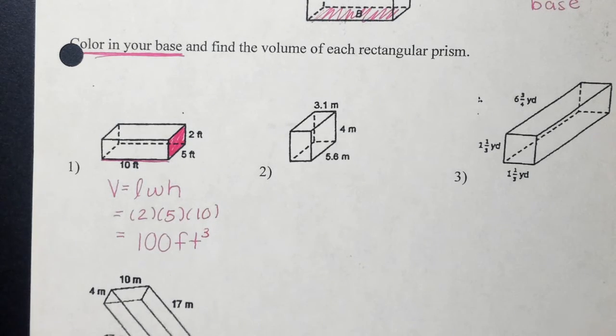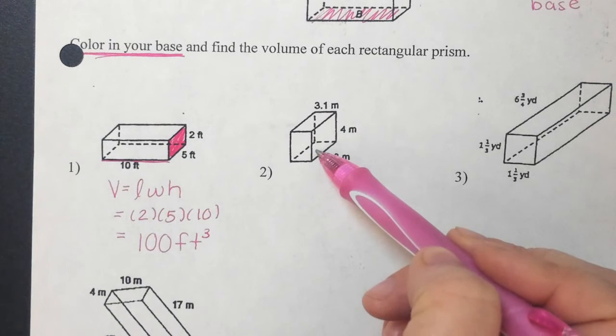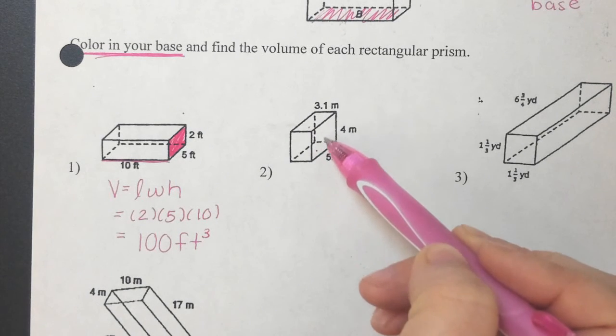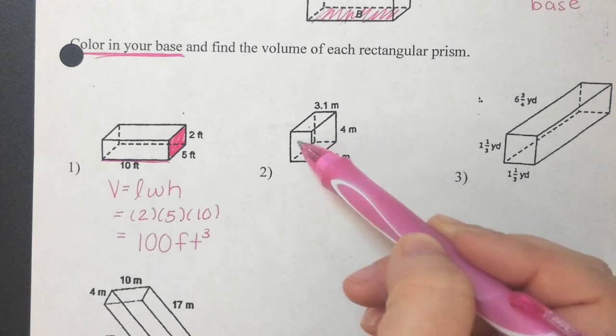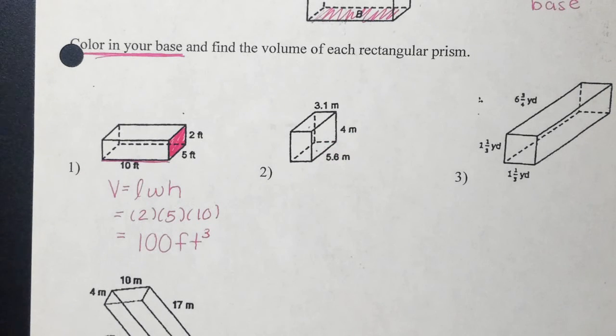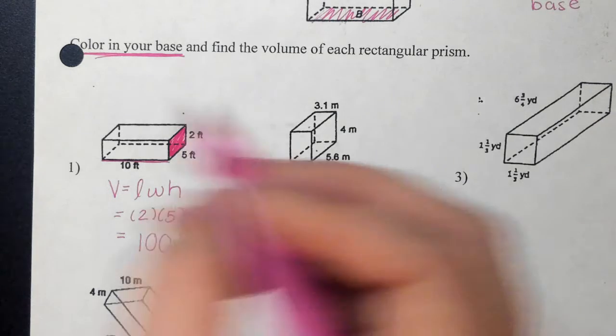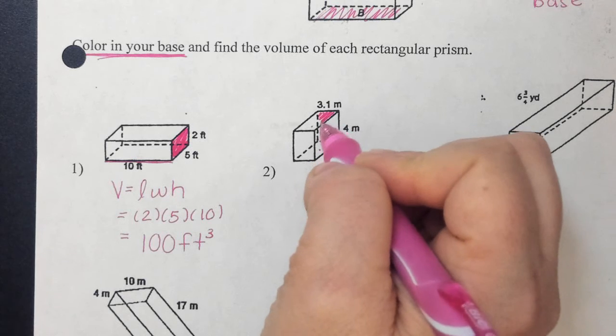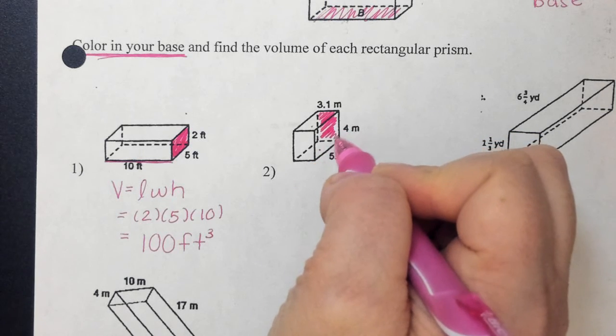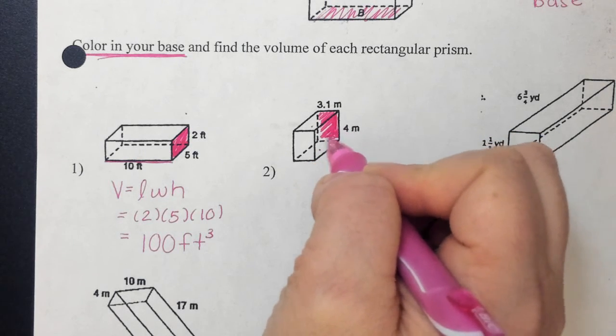Okay. All right, so let's look at number 2. Do I want to use the top, the bottom, the front, the back, or one of these two sides for my base? Ashlyn? 3.1 and 4. So 3.1 and 4. And I would call that the back of the rectangle. It's up to you, really, how you call it.